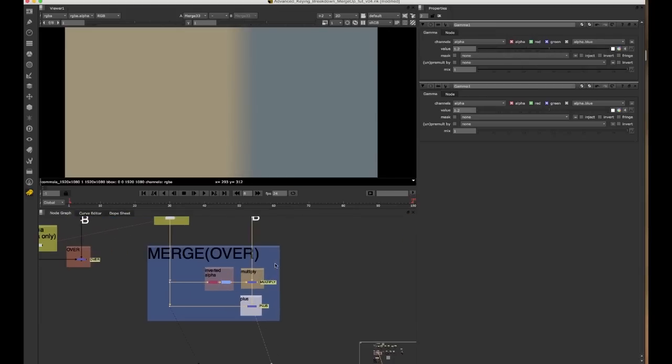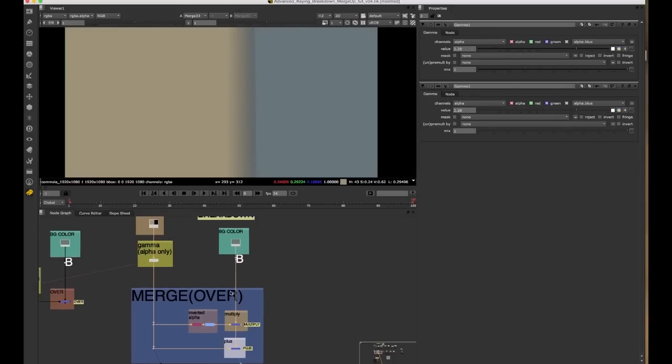And this can be really handy for transparent edges in a key, or adding smoke to an image, because smoke is really transparent, or basically anything that's transparent. If you need it to be brighter, just throw a gamma and pop it down. If you need it to be darker, just throw a gamma and pump it up.